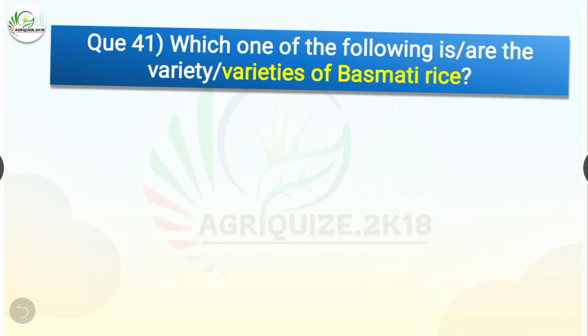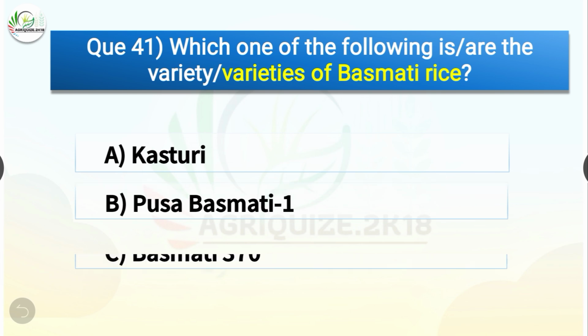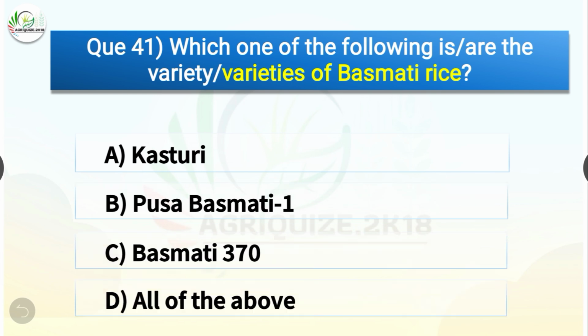Question number 41. Which one of the following is or are the variety or varieties of basmati rice? The options are Kasturi, Pusa Basmati 1, Basmati 370, or all of the above. The correct answer is option D, all of the above. So Kasturi, Pusa Basmati 1, Basmati 370 are the varieties of basmati rice.